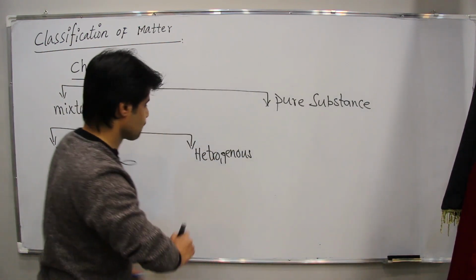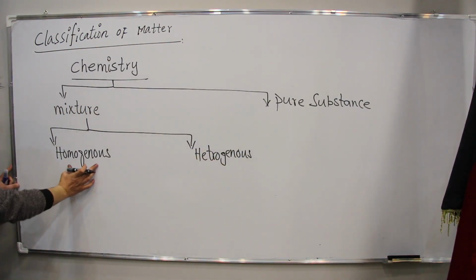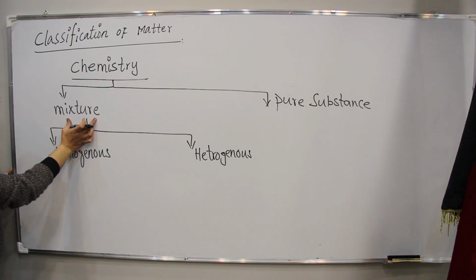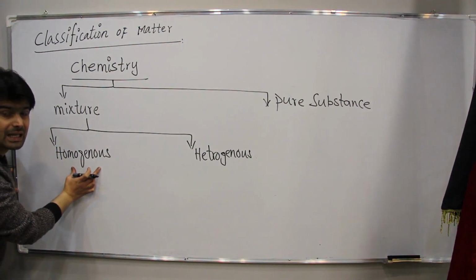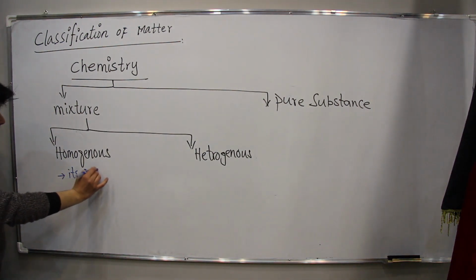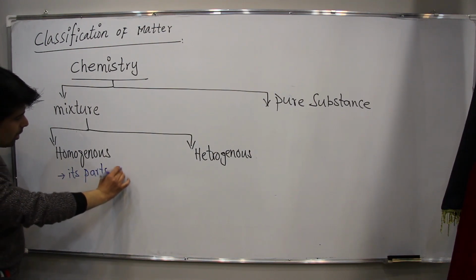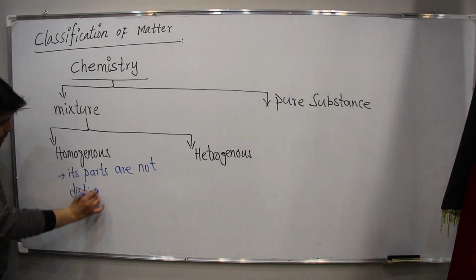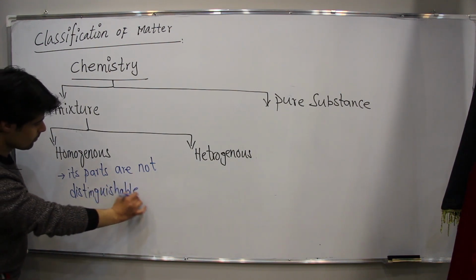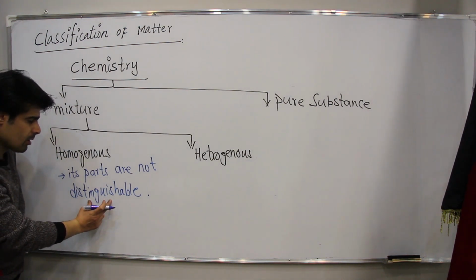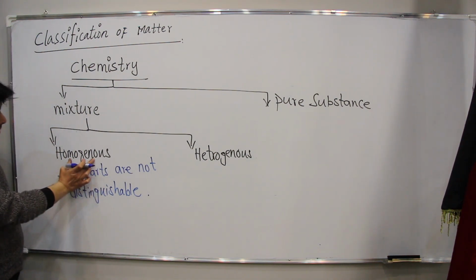Okay, now, whenever you're talking about homogeneous, what does it mean, homogeneous? Homogeneous is a mixture whose parts are not distinguishable. I'm repeating, homogeneous is a mixture whose parts are not distinguishable. What does it mean? It means we cannot tell which parts it contains.